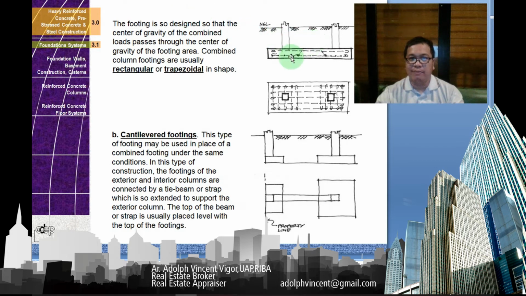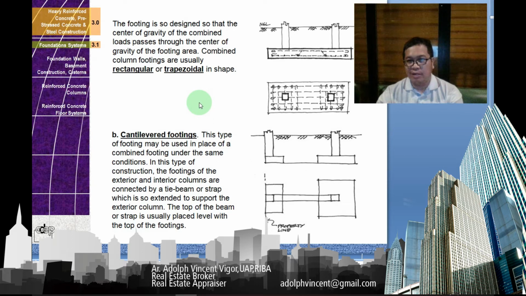So this, for example, is an example of a combined footing. The footing is designed so that the center of gravity of the combined load passes through the center of gravity of the footing area. Combined footings are usually rectangular or trapezoidal in shape, depending on the case. But usually, if the shape of the lot permits it, it's rectangular in shape.